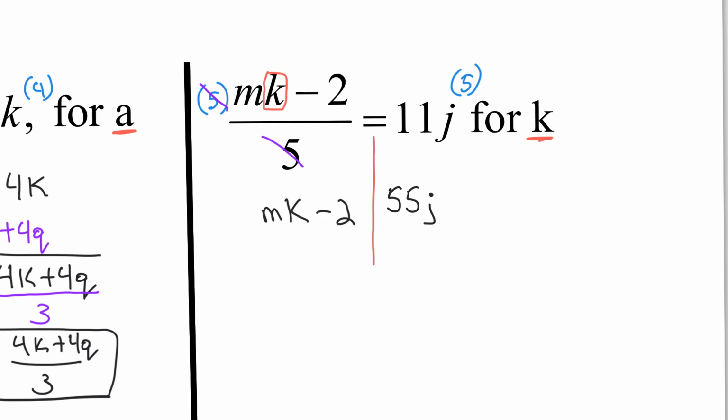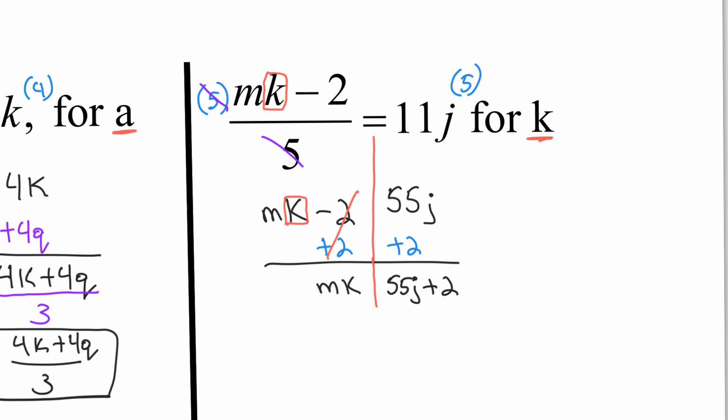Now keep in mind that we are solving for the k value or the k variable. So here's the k. So first, let's go ahead and get rid of this number next to the k, which is a constant. So you're going to add 2 to both sides. And these two cancel right here. So you bring down the mk. And on the other side, these are not like terms. So you're going to put them side by side. 55j plus 2.